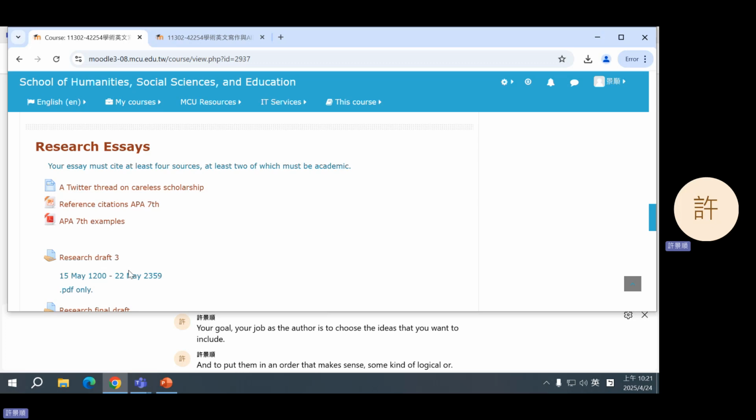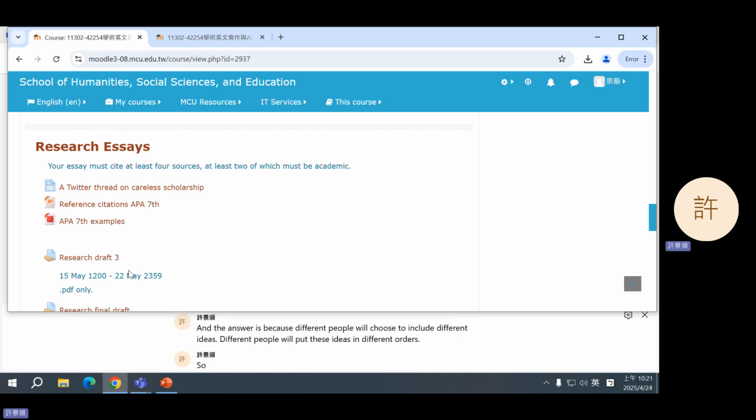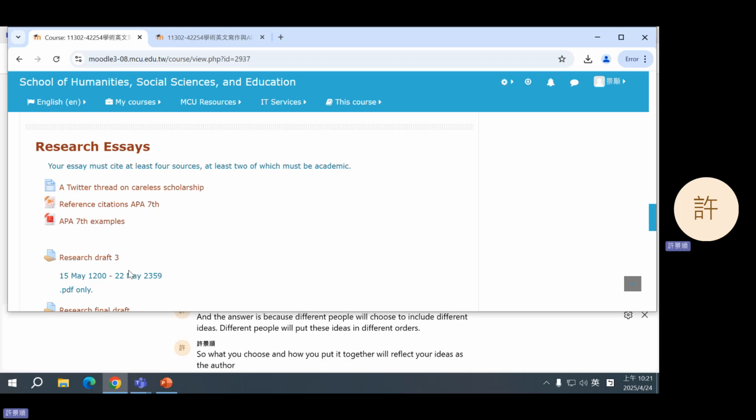Sometimes students will ask me, but if I can't say anything, why is it my essay? And the answer is because different people will choose to include different ideas. Different people will put these ideas in different orders. So what you choose and how you put it together will reflect your ideas as the author. Does that make sense so far?